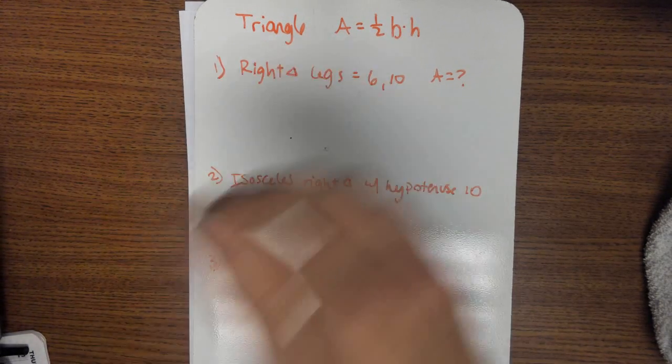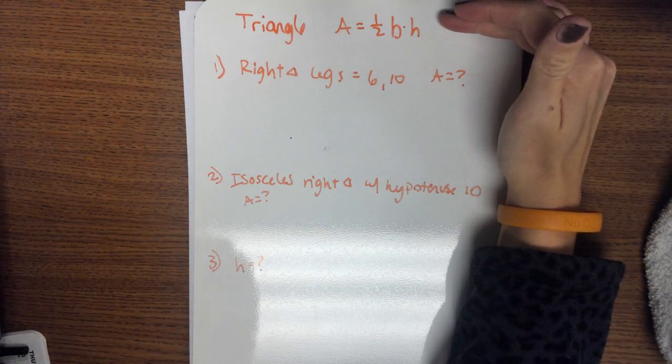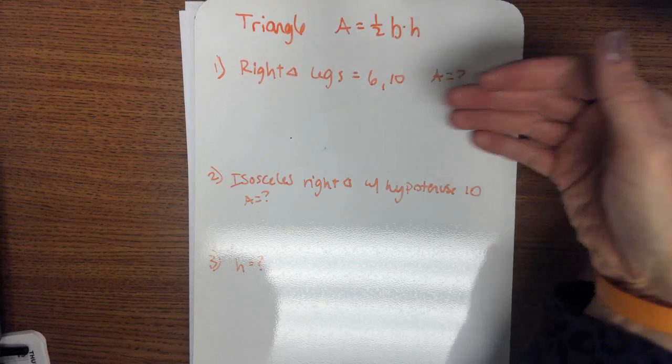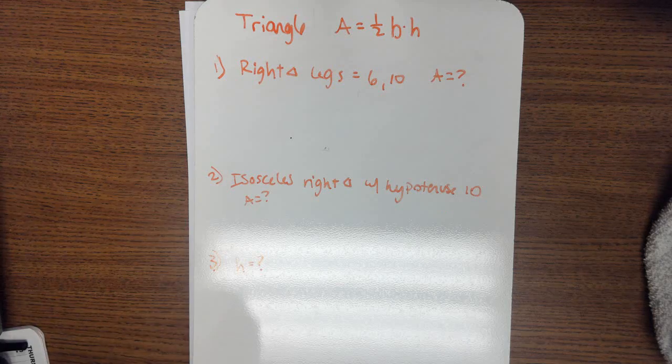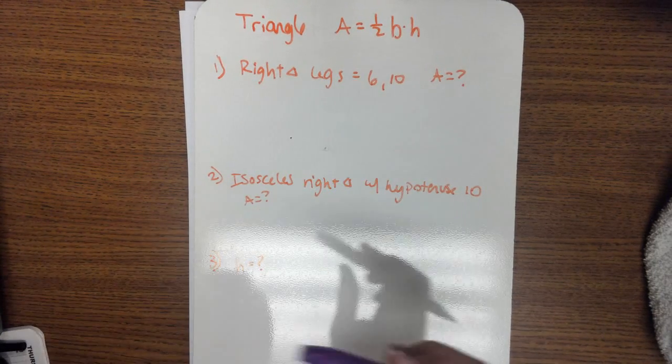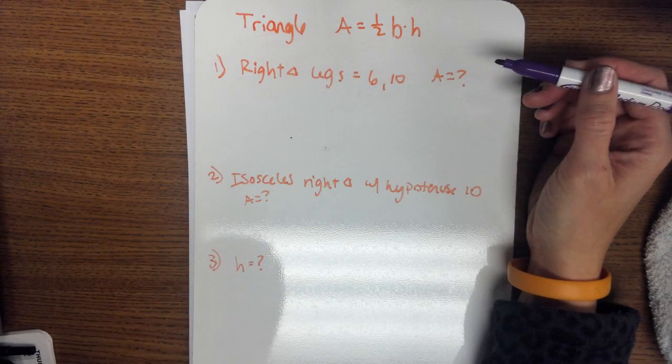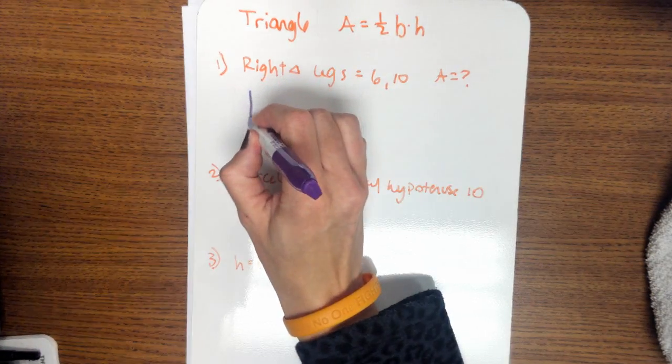Okay, so finding the area of a triangle, we have our basic formula, 1/2 base times height, but there's lots of different types of triangles, so it is always best that you draw out what you have. That way you can label it and say, can I go straight to the formula, or do I have to do something additional? So the first one, we have a right triangle.